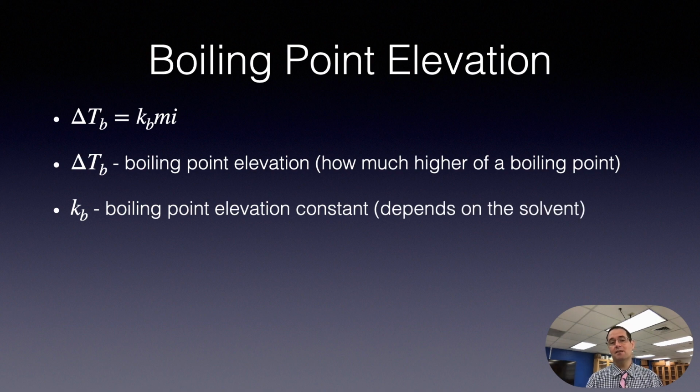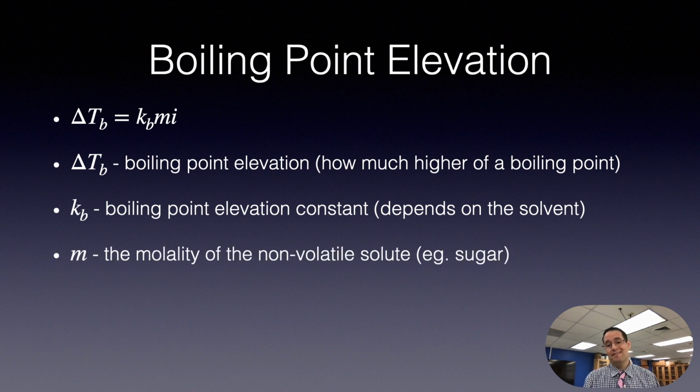All right, KB is the boiling point elevation constant. We'll see how it depends on the solvent. We're going to do water in the video, but in the lab we're going to do cyclohexane, which is something else. It's a different liquid. m is the molality of the non-volatile solute. So if you've got sugar water, it's the sugar, okay? So know what molality is.